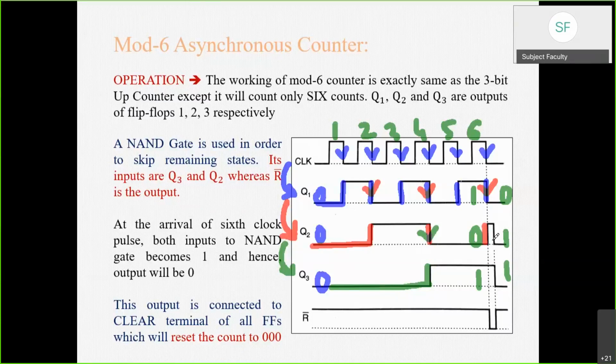So the next state, after the 6th clock pulse, the next count will be 110, and at that count the value of Q2 and Q3 will become 1. We know that Q3 and Q2 are the inputs of the NAND gate, and hence the NAND gate output, that is R bar. When Q2 and Q3 become 1, 1, you can observe a negative pulse is generated, and this negative pulse makes its value 0.